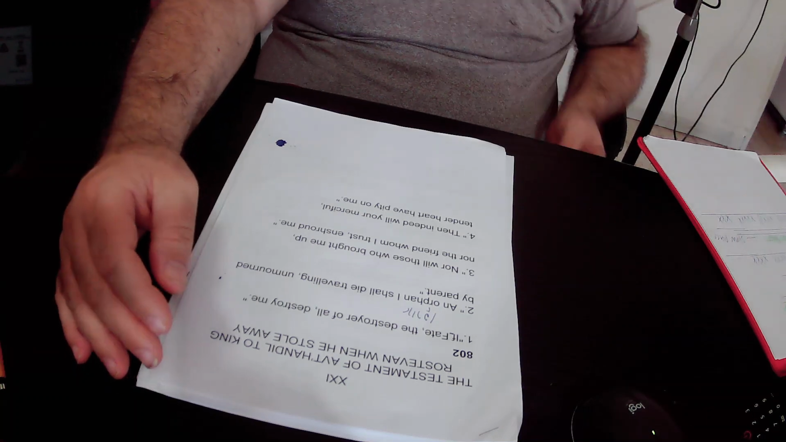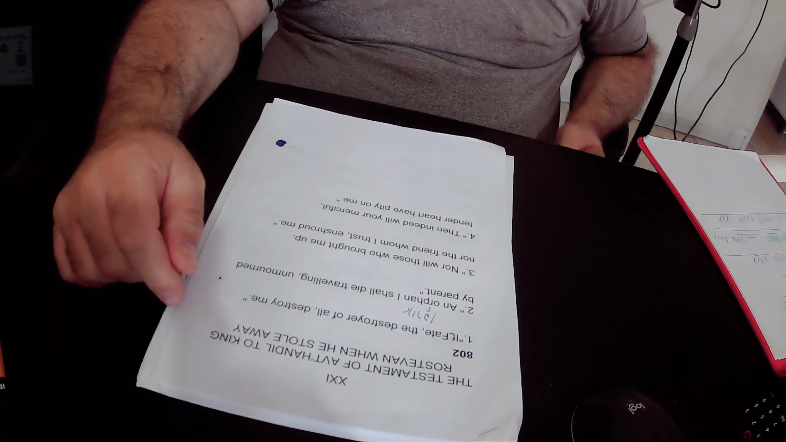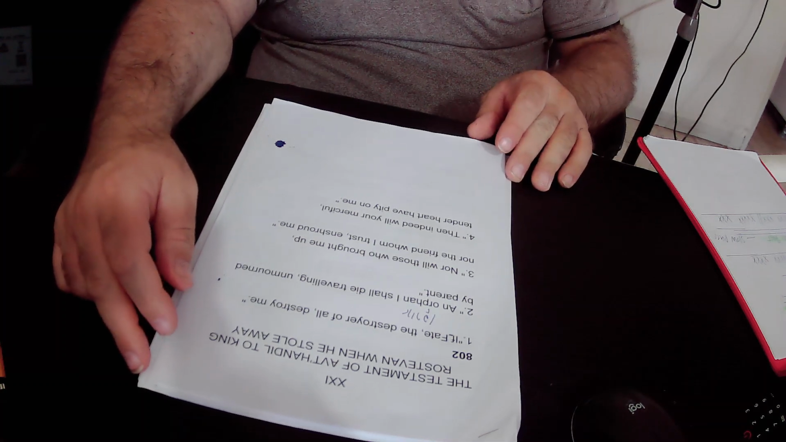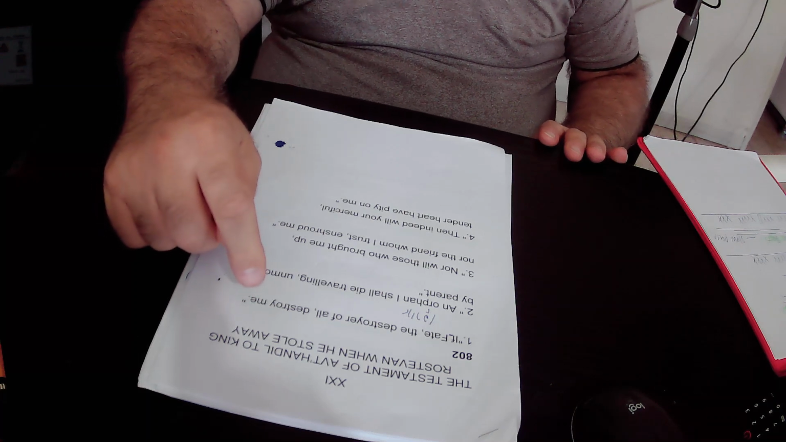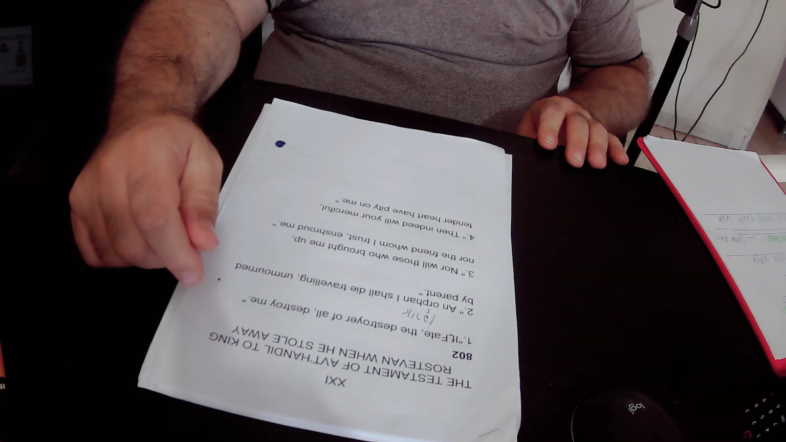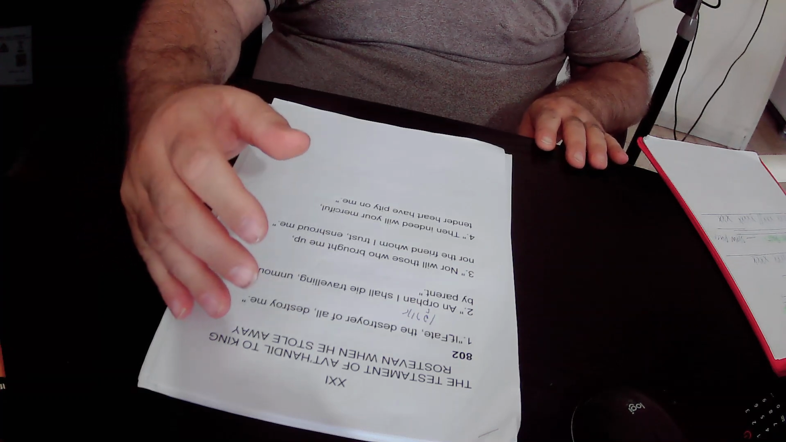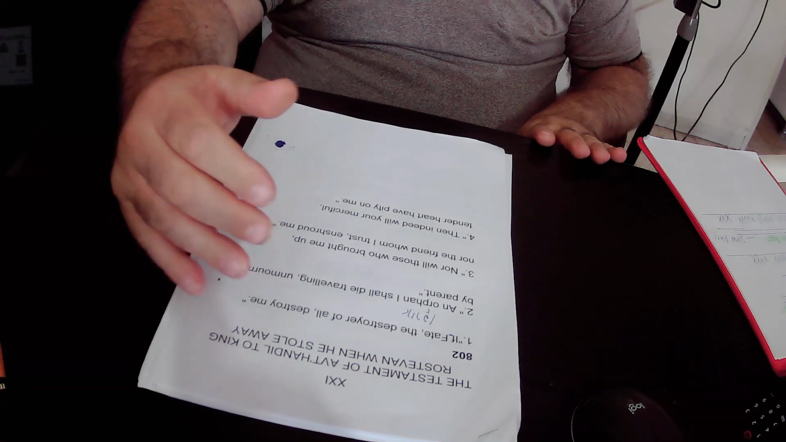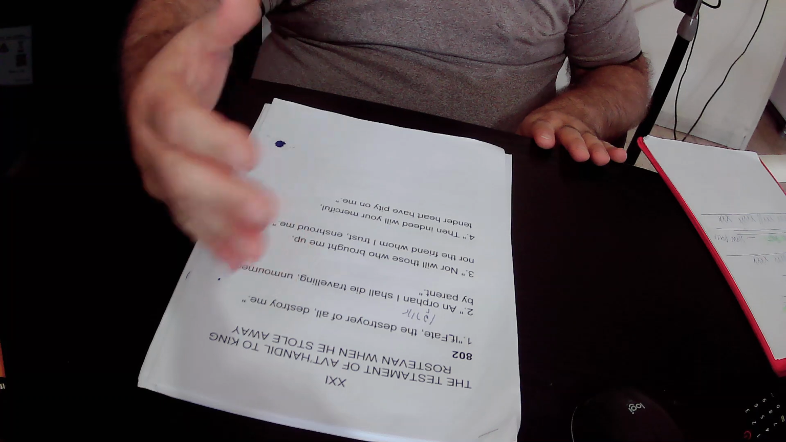Stanza 802 belongs to chapter 11, and chapter 11 is about the testament of Oftandil to King Osteman when he stole away. First of all, Oftandil is the commander of the Arab armies, and King Osteman is king of Arabia.